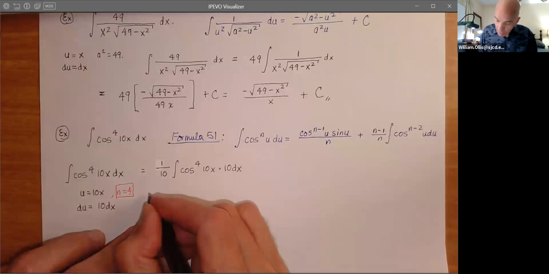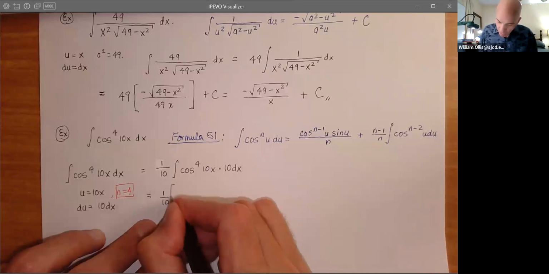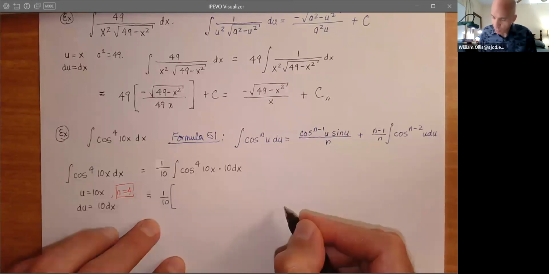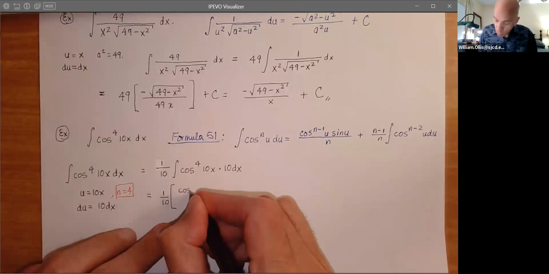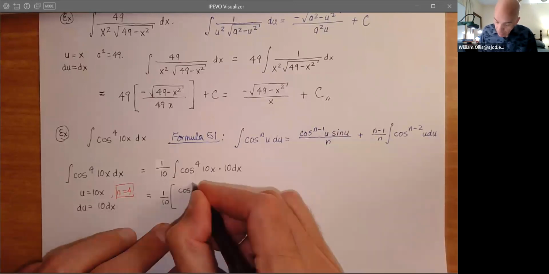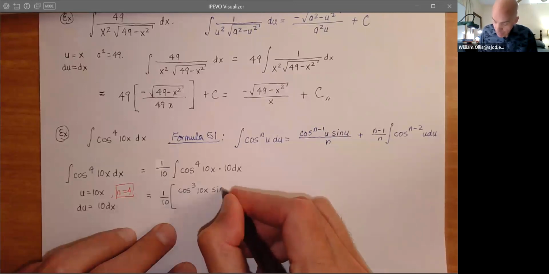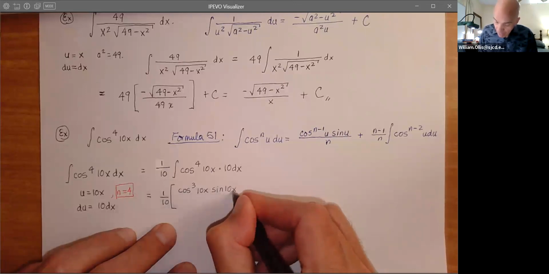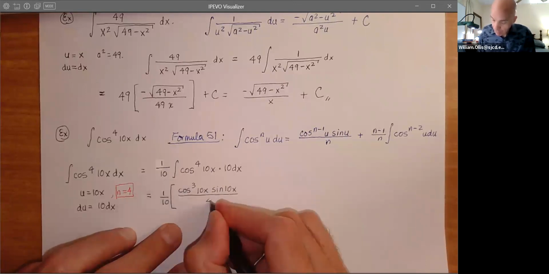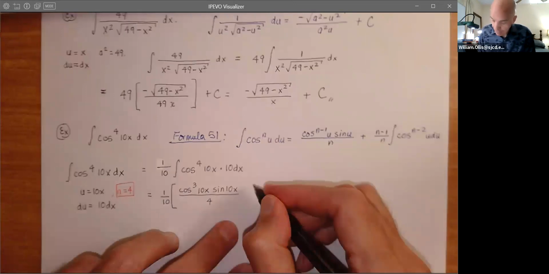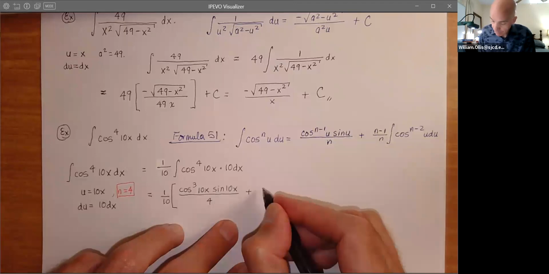So what does this give us? So we've got 1/10. And we did a long-winded problem like this. I wanted to do one that was a little bit shorter. And so we have cosine, n minus 1 will be 3, of 10x, sine of 10x, divided by n, that will give us a 4 downstairs, plus, and now we'll have 3 over 4, the n minus 1 over n.